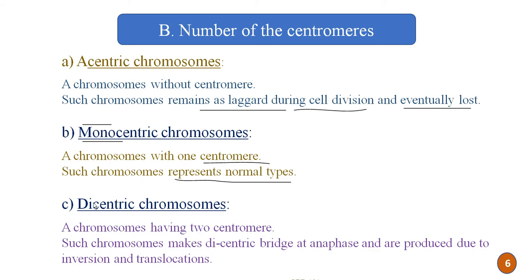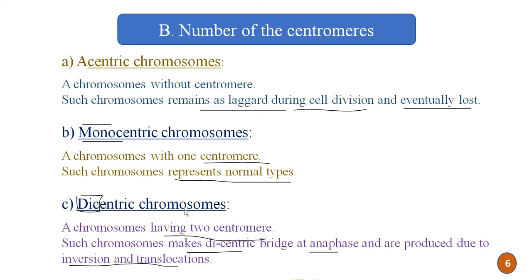Okay, then the next type is dicentric. That means chromosomes having 2 centromeres, and such chromosomes make the dicentric bridge at the anaphase and are produced due to inversion and translocation. So this is the reason for the origin of the dicentric chromosome, especially due to inversion and translocation.